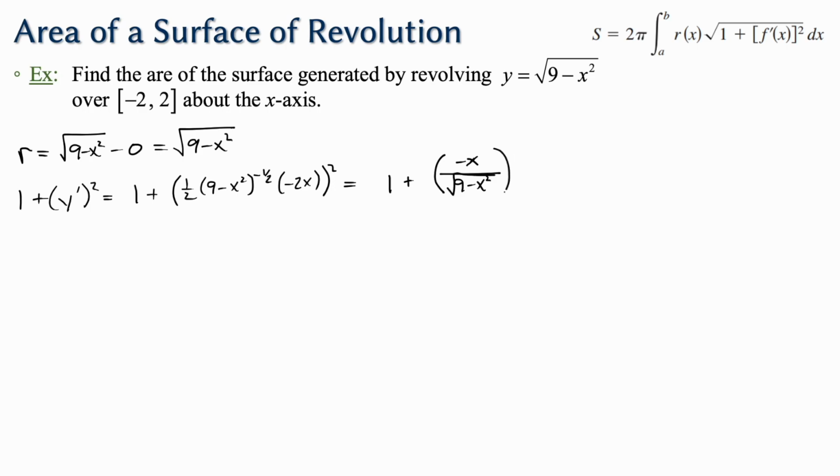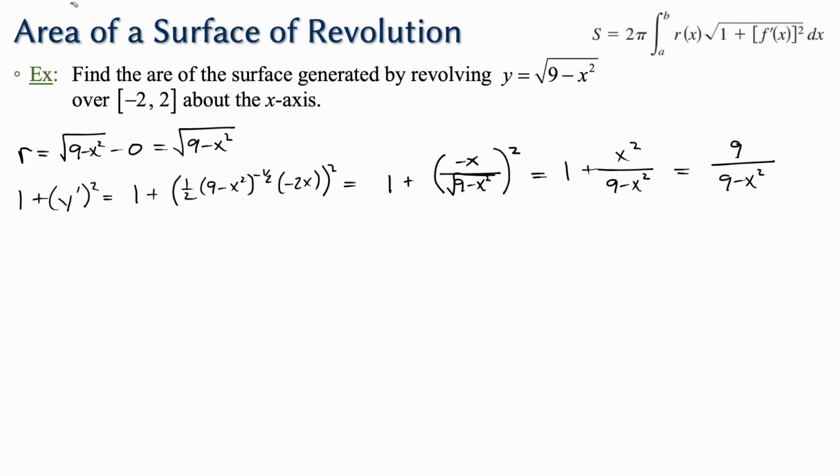Okay, so there's a square root there. And of course, we're going to square that. Now, once we simplify that out, that's going to be 1 plus x squared divided by 9 minus x squared. And just like we did before, finding common denominators gives us 9 divided by 9 minus x squared. Okay, so that means I'm going to have this radical on the outside and this under the radical over here on the inside.